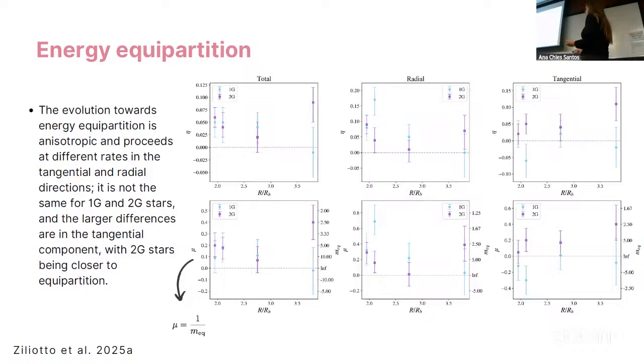So we also trace the same model with this mu, which is equal to 1 over the equipartition mass, and we see similar results also for this model.